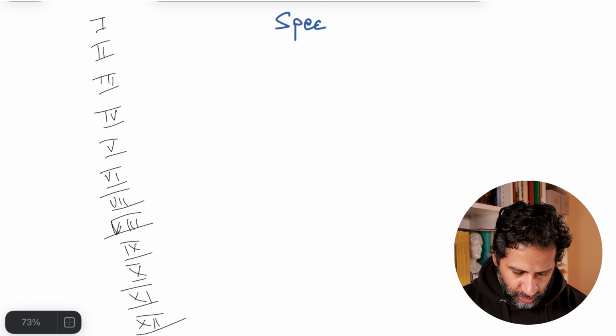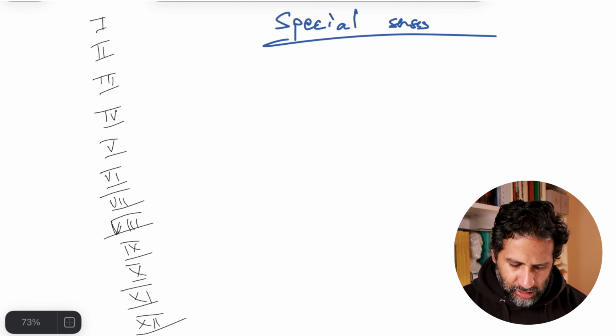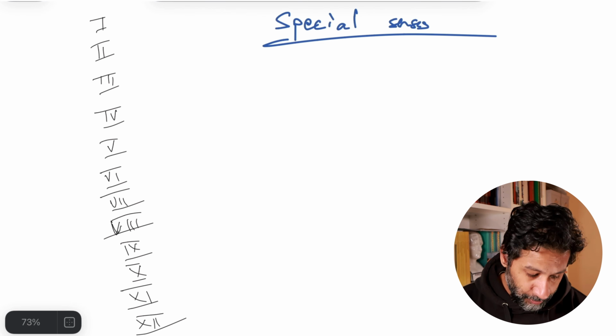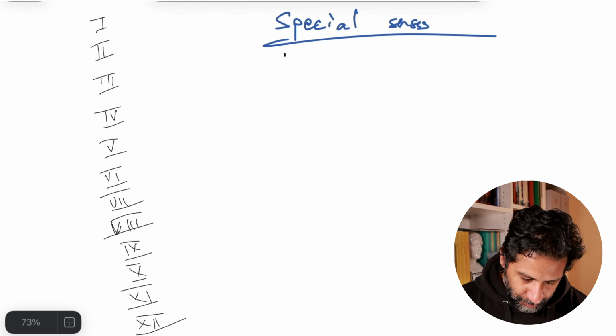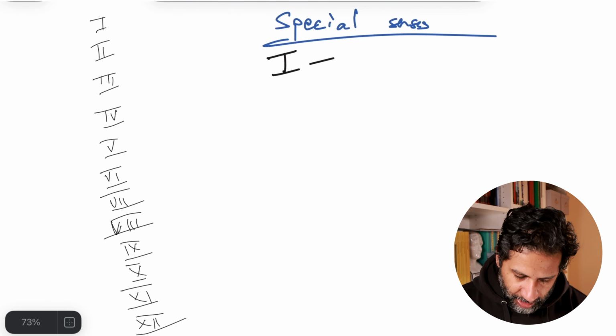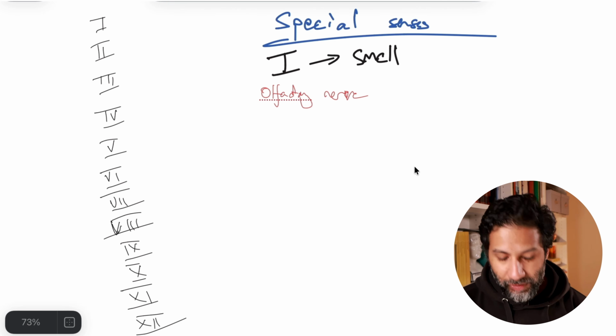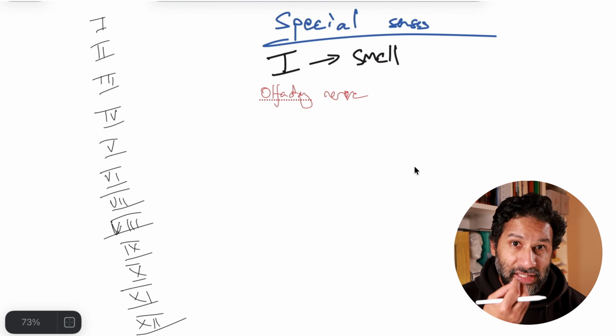The first group are special senses. So this isn't your touch or your proprioception. These are to do with your special senses, your hearing, your smell, etc. So the first one off the bat is 1. Now, this is your sense of smell. So this is your olfactory nerve. So this is your first special sense, the sense of smell.